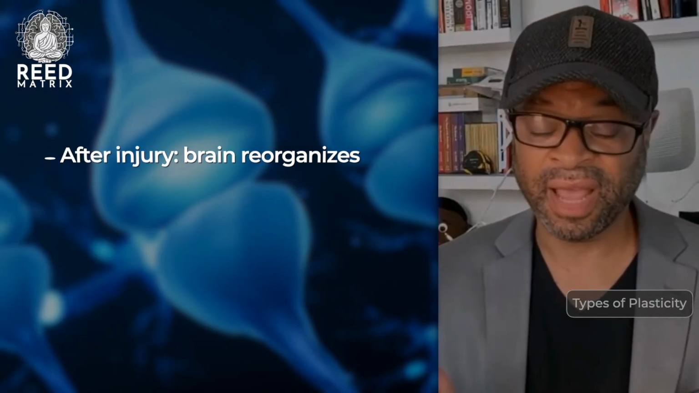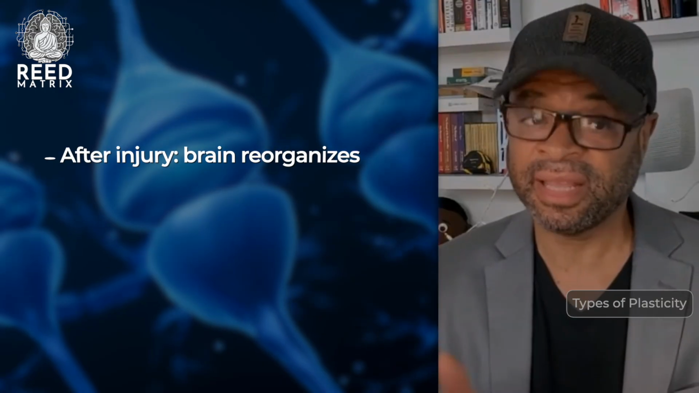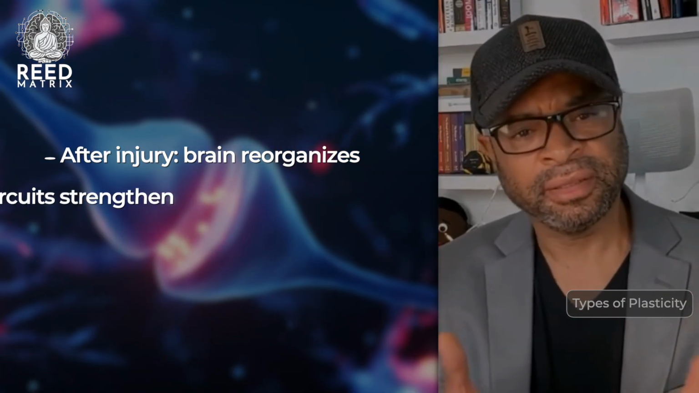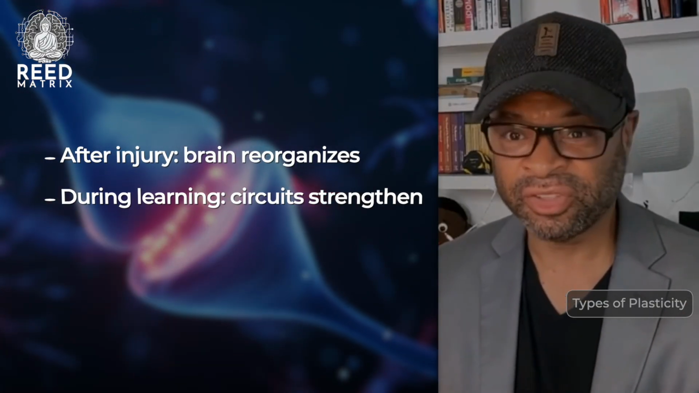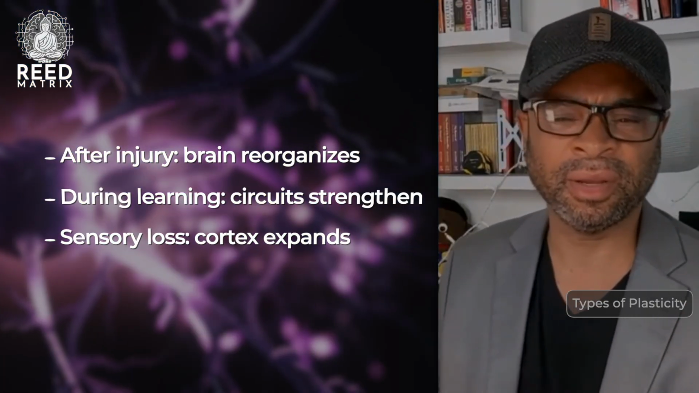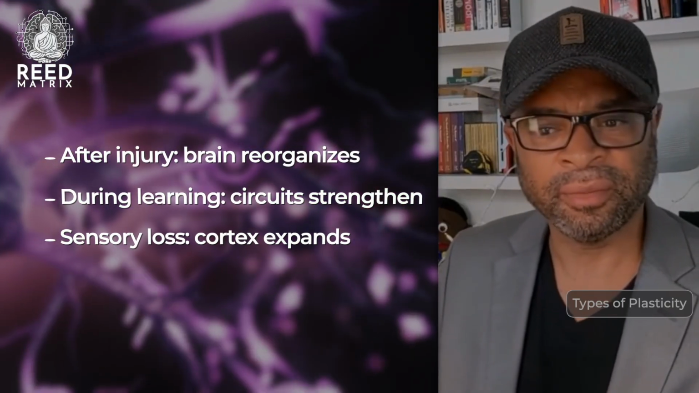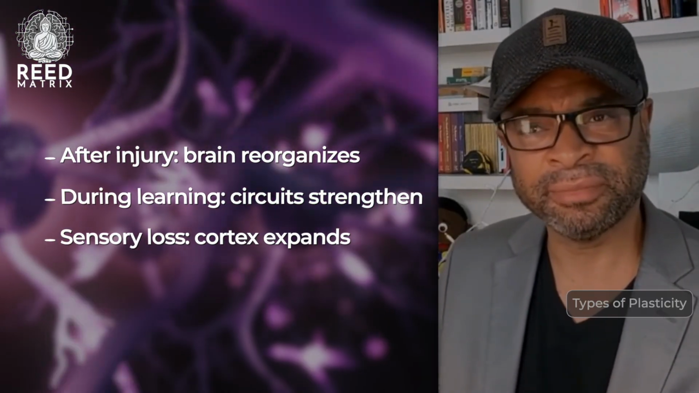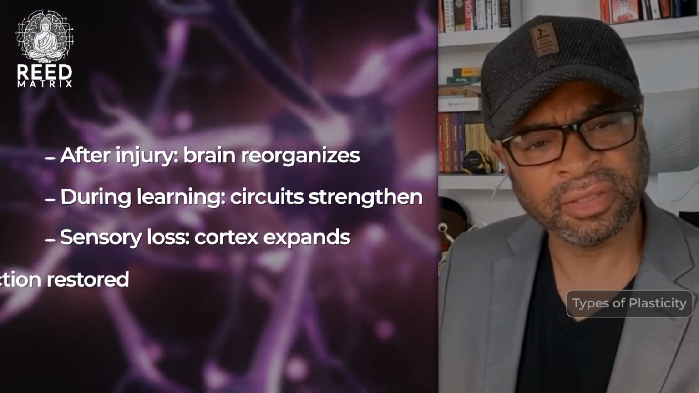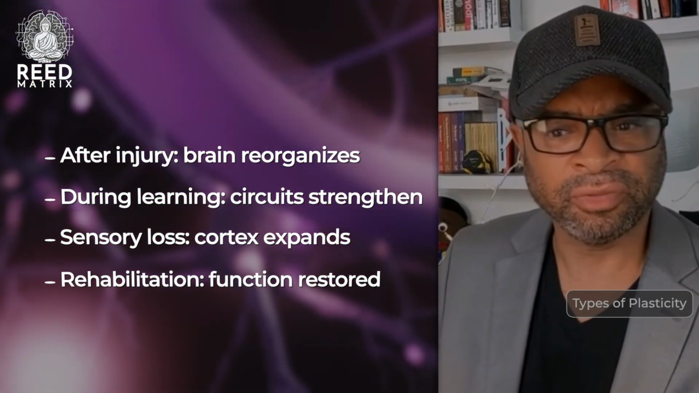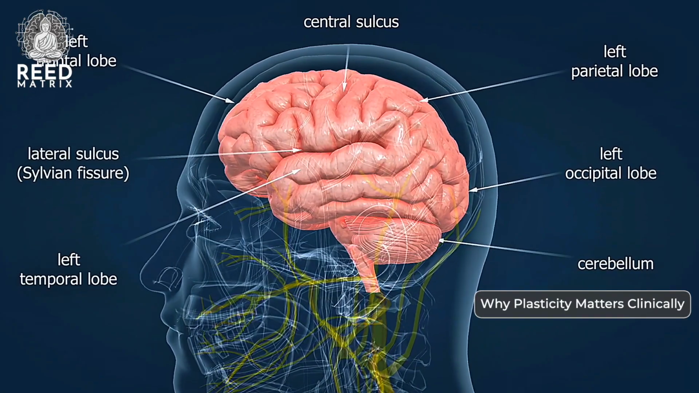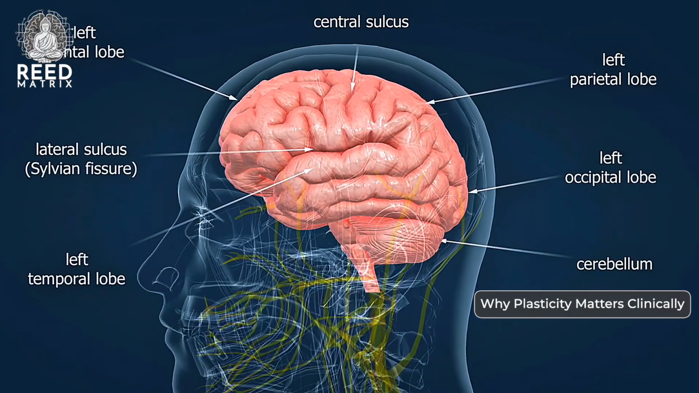Plasticity can occur in several ways. It may occur after injury, when the brain reorganizes to compensate for lost function. It may occur during learning, when repeated activity strengthens certain neural circuits. It may occur after loss of sensory input, when adjacent cortical regions expand into unused areas. It may also occur during rehabilitation, when training helps restore function after damage. These forms of plasticity show that the brain is dynamic rather than fixed.